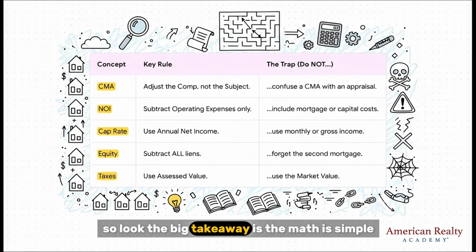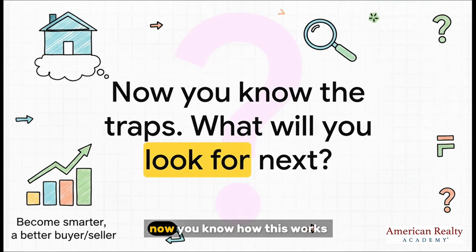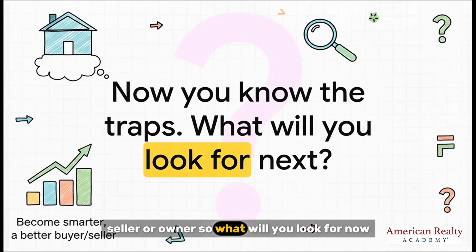So look, the big takeaway is the math is simple, if you know the traps. Here's a quick cheat sheet. Now you know how this works. It makes you a way smarter buyer, seller, or owner. So what will you look for now?